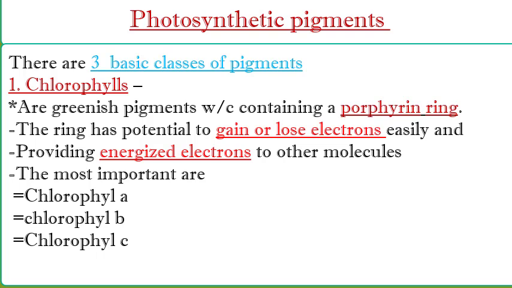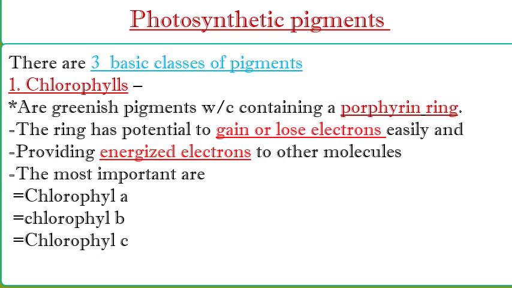There are three basic classes of pigments. The first class is chlorophylls. Chlorophylls are greenish pigments which contain a porphyrin ring. This porphyrin ring has the potential to gain or lose electrons easily, providing energized electrons to other molecules. Chlorophylls are many in kind, but the most important is chlorophyll A. This chlorophyll A is green in pigment and found in all plants, algae, and cyanobacteria.